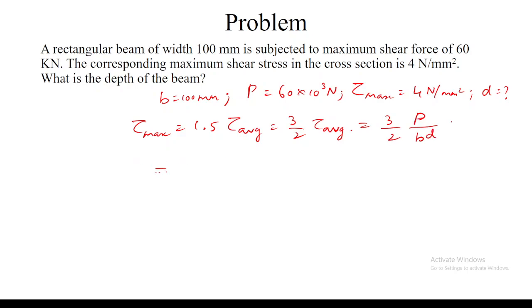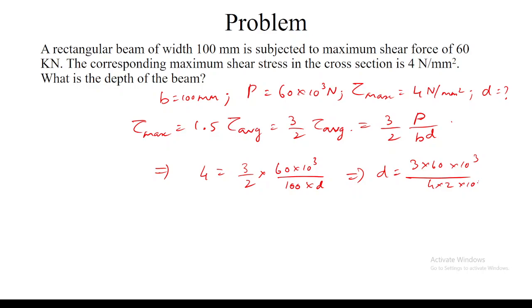So from this, tau max is given as 4. Here I am substituting all the values in Newton and mm. So 4 is equal to 3 by 2 into 60 into 10 to the power of 3 divided by B, which is 100 into D. So D is nothing but 3 into 60 into 10 to the power of 3 divided by 4 into 2 into 100. I am getting 225 mm only. So please check your calculation.